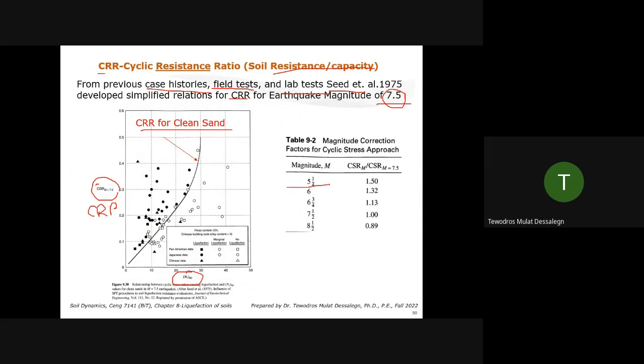For a 5.25 magnitude earthquake, the correction factor is 1.5. For magnitude M, it is the CSR for that magnitude divided by the 7.5. For a 7.5 earthquake, it's 1. That's where this chart is, but for others, there are correction factors.